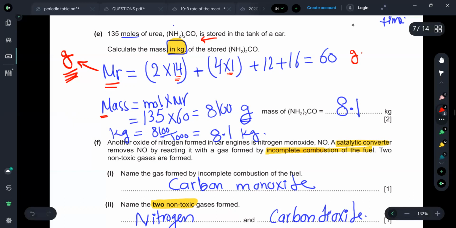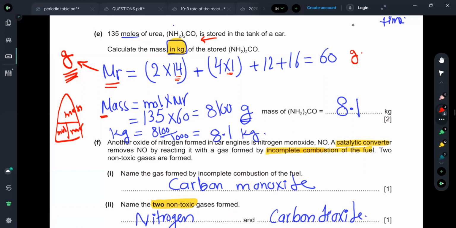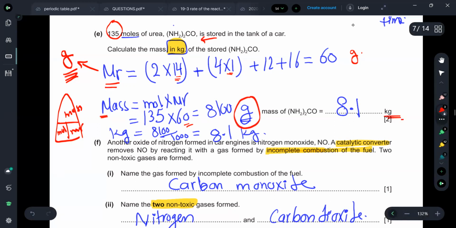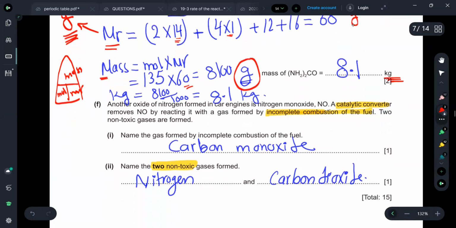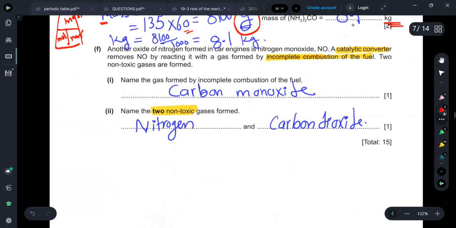To get the mass of a solid, from the equation moles equals mass over Mr, so mass will be moles times Mr. Moles is 135, already given in the question. Mr is 60, so it will be 8,100 grams. To be in kilograms, divide by 1,000, so 8.1 kilograms.